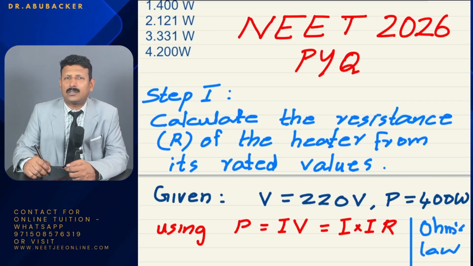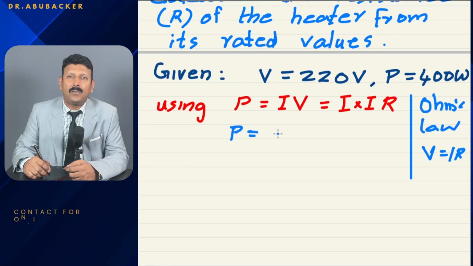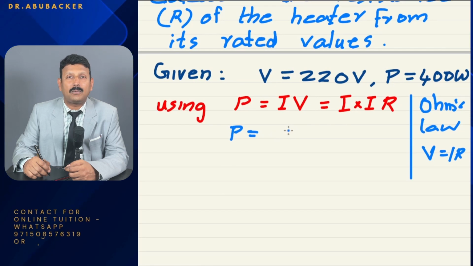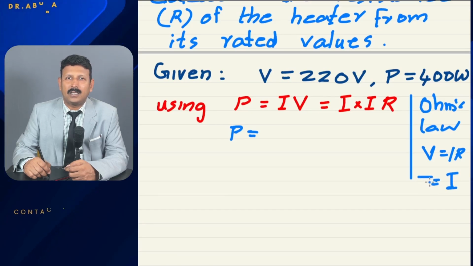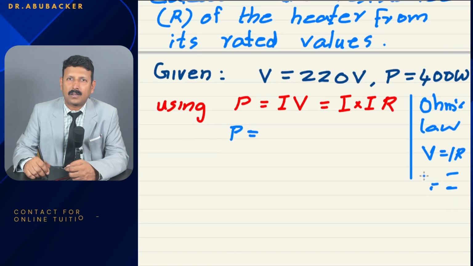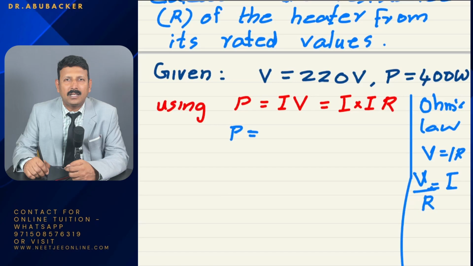But we don't like I square actually, it is difficult. Another option is there. From Ohm's law we can write V is equal to IR, correct? So I is equal to V by R. We are going to write that one. I is equal to V by R. So in the power equation, P is equal to IV, substitute V by R in the place of I.